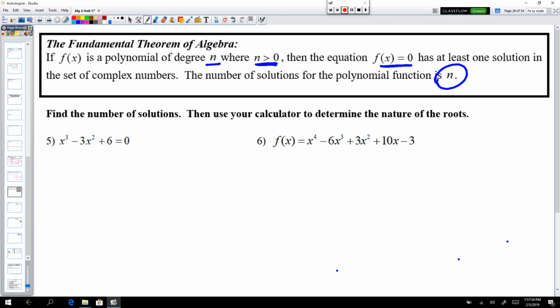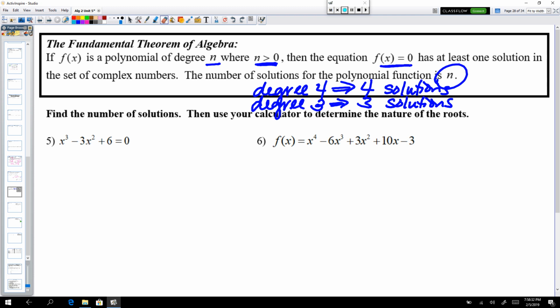So it has at least one solution, and also the number of solutions it has is equal to the degree. So in a little more example-like terms, if you have a degree 4 polynomial, that means you have 4 solutions. If you have a degree 3 polynomial, you have 3 solutions. All solutions, okay? And so on and so forth. Whatever the degree is, as long as it's not a degree of 0, that's how many solutions are in that particular polynomial when you set it equal to 0.